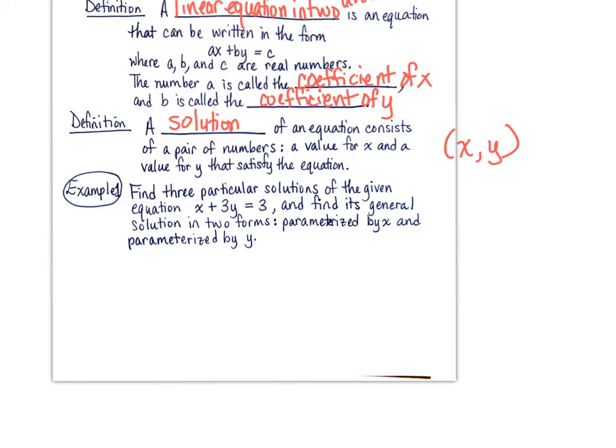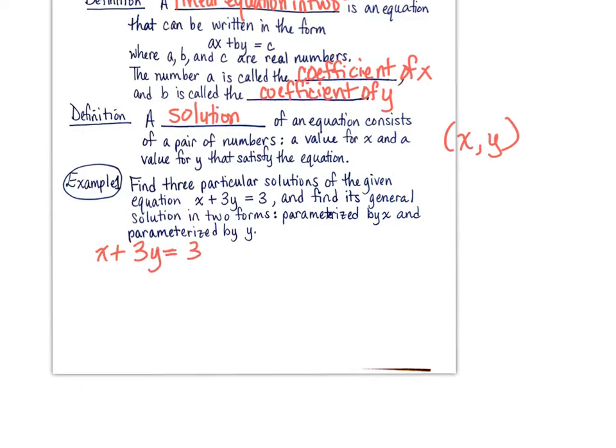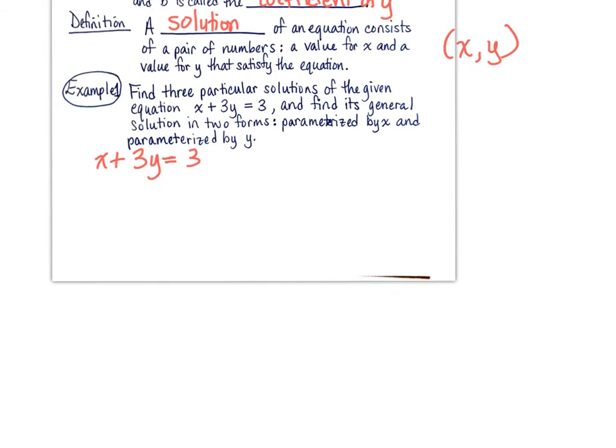All right, so let's get started. We want to find three particular solutions of the given equation x plus 3y equals 3. So what we should do is solve this for y. That's what you're used to doing. So you have x plus 3y equals 3. Then that gives us 3y equals negative x plus 3. Then we divide both sides by what? 3. Good. And that gives us y is equal to negative 1/3 x. What's the rest? Plus 1. You got it. Very good.